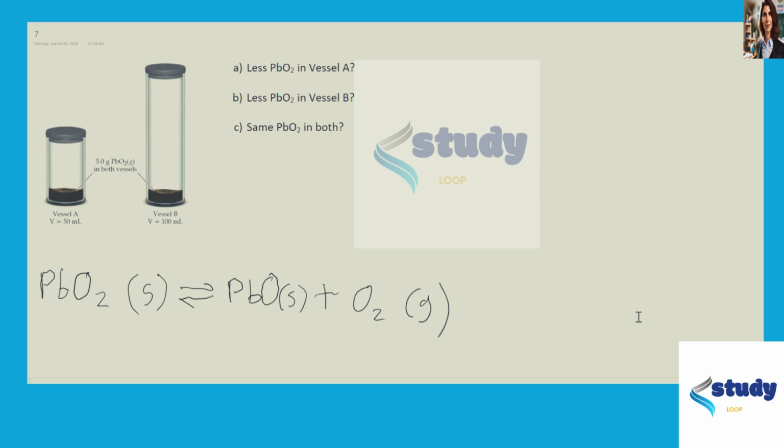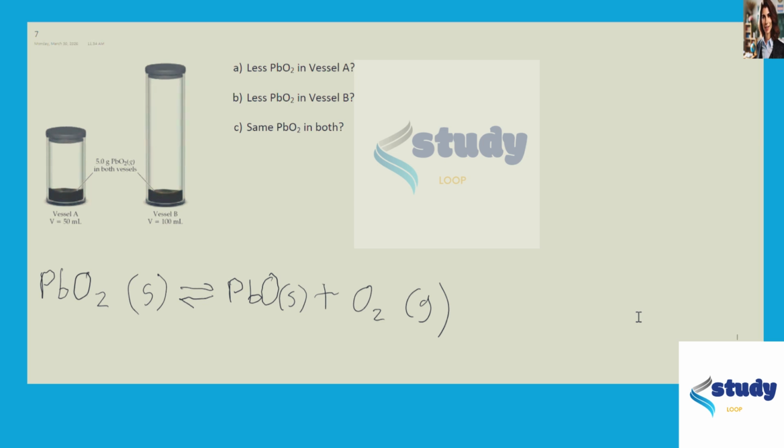In this problem, we are looking at two sealed vessels and the same reaction occurring in both of them. The reaction is solid PbO2 forming solid PbO plus molecular oxygen as a gas, O2. The first thing we're asked about these two vessels is whether there will be less PbO2 in the vessels after they've been heated and come to equilibrium.